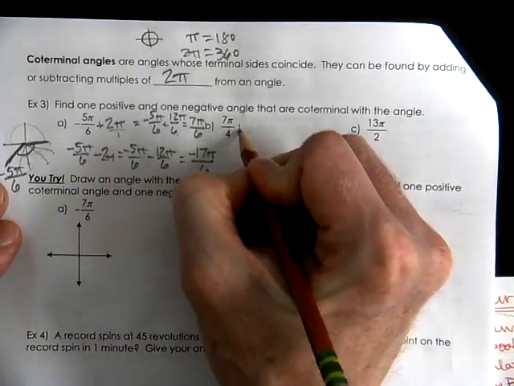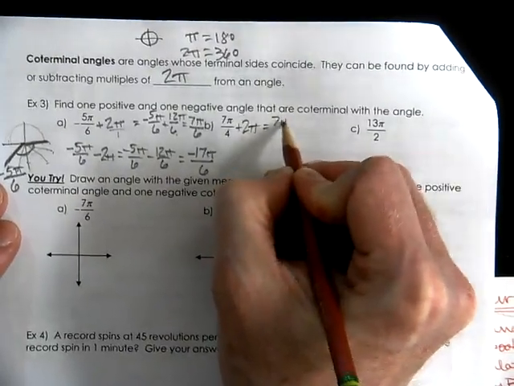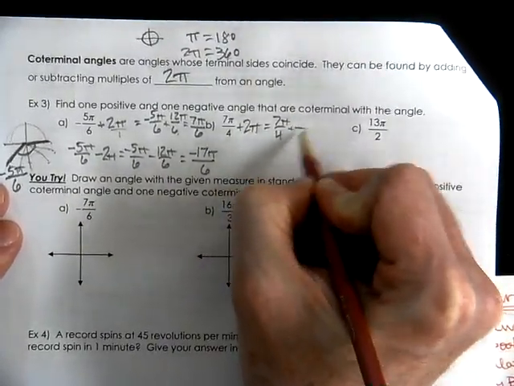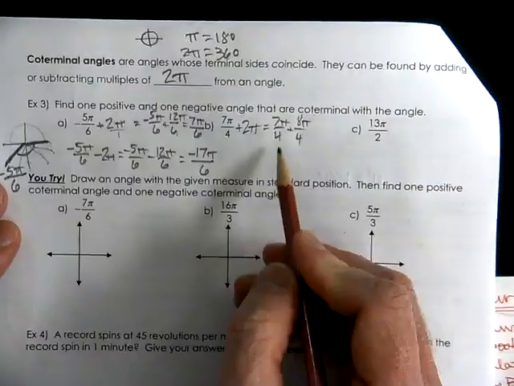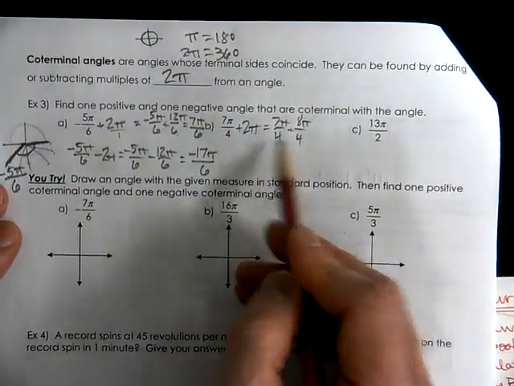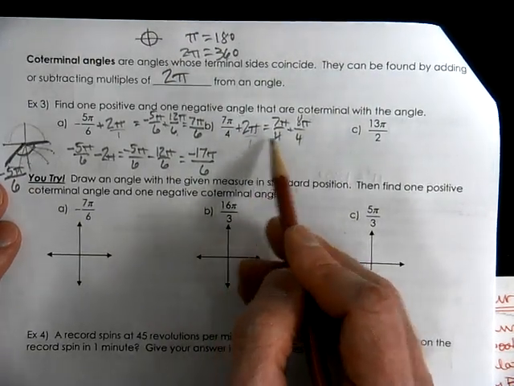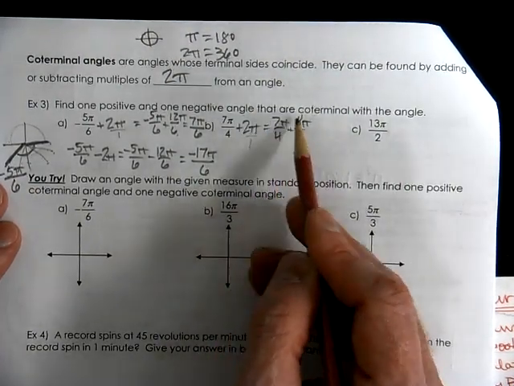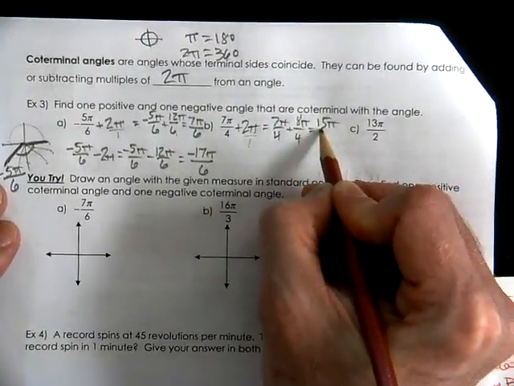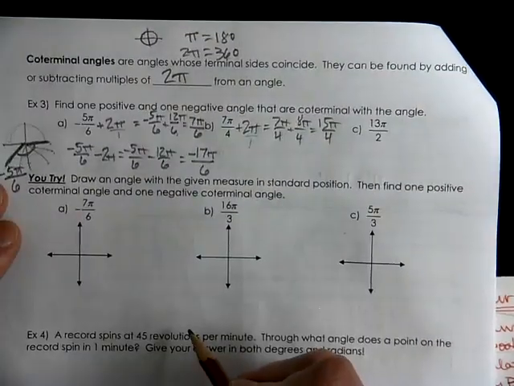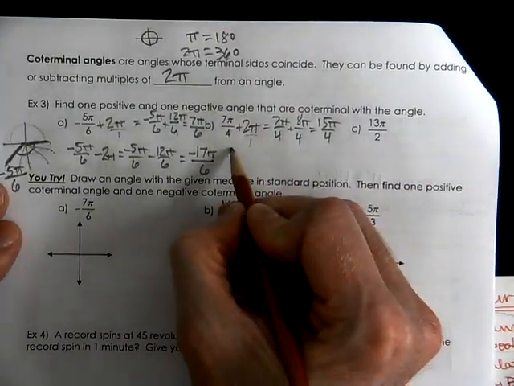Over 4, we're going to add 2 pi. 7 pi over 4. We need denominators of 4. So I need 8 pi to be my numerator because it's got to be equivalent to 2 pi. So if my denominator was a 1, I times it by 4, so I had to times the top by 4. That gives me 15 pi over 4.